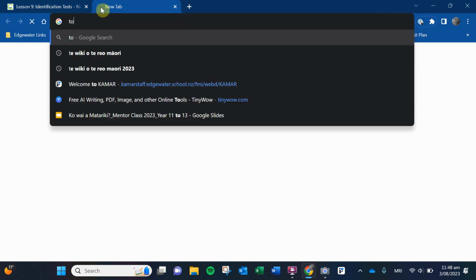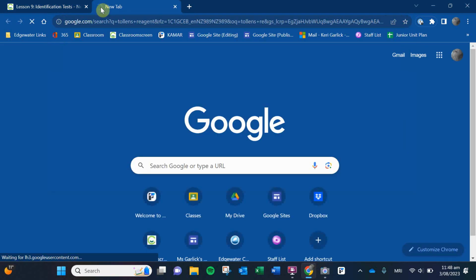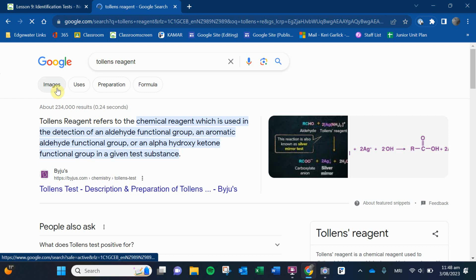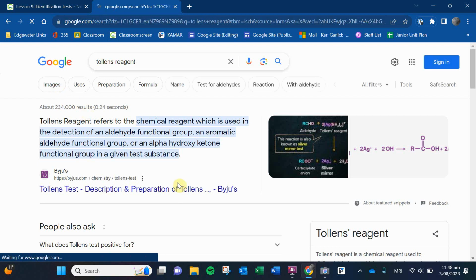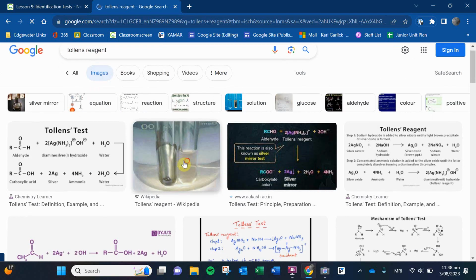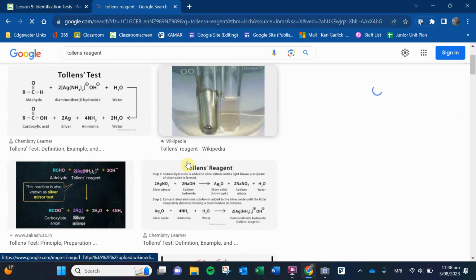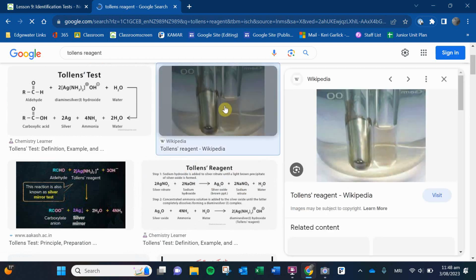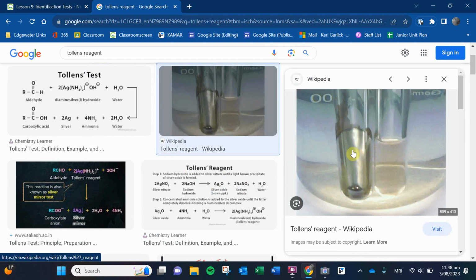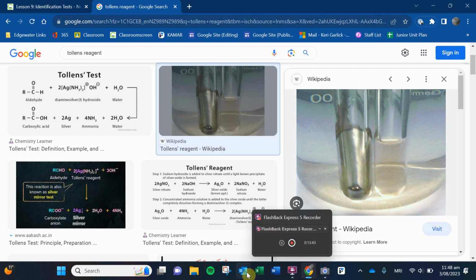Let me show you. Tollens reagent. So Tollens reagent, oh, perfect. When we add it and there's an aldehyde, it's going to form a silver mirror on the glassware. So it's a really pretty kind of reaction. You guys have done the dichromate and the permanganate before when we did redox last year.